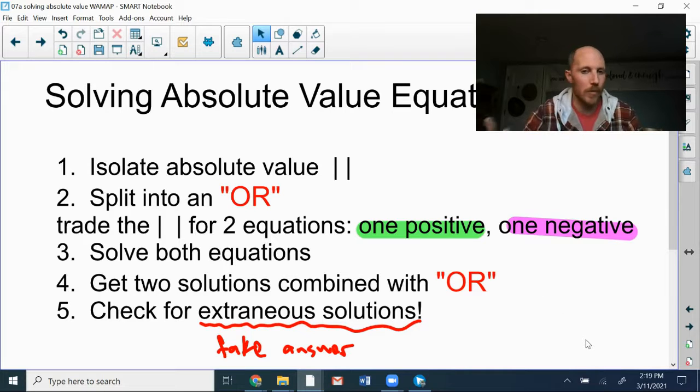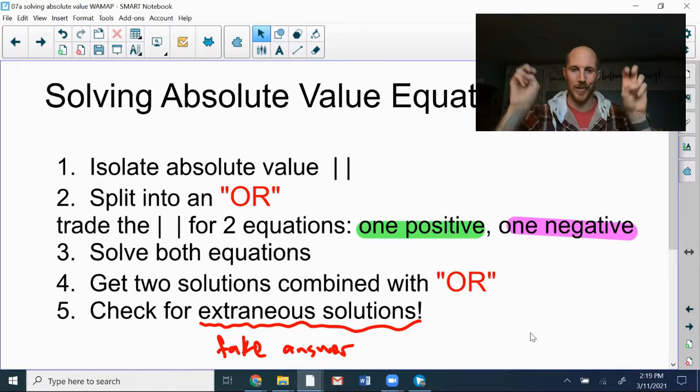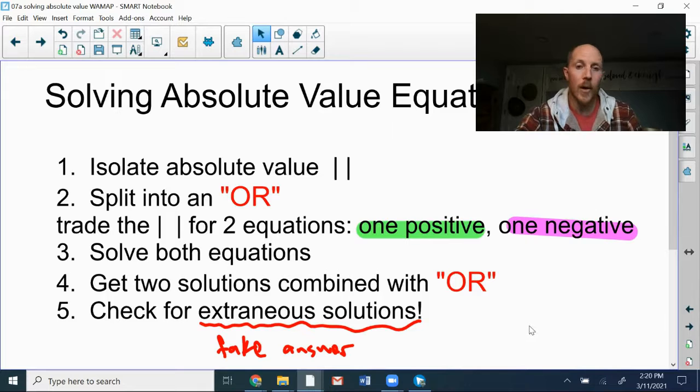Step 3, solve both of those 2 equations, the green one and the magenta one. Solve them both separately. And then step 4, we'll end up with 2 solutions, one from the green equation, one from the magenta equation. Connect those 2 solutions with the word OR. OR does not mean that you, as the algebra student, get to make a choice about whether it's this one or that one. It means that there are 2 solutions, and we use the word OR to combine those into one answer box. Lastly, we need to check for extraneous solutions.